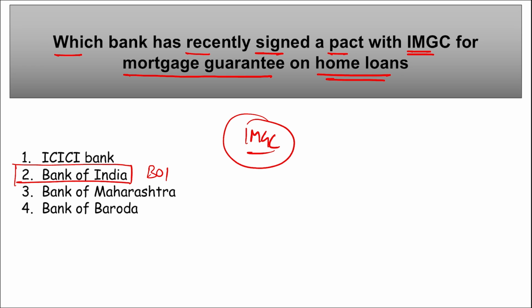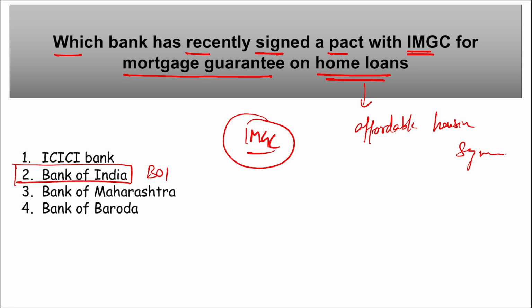BOI. They recently signed a pact with IMGC, that is India Mortgage Guarantee Corporation, and it is to provide mortgage guarantee backed home loan products in the affordable housing segment, right? And this collaboration will cover the salaried individuals and the self-employed home loan customers in the affordable housing segment. So it is Bank of India. Take a note of this.